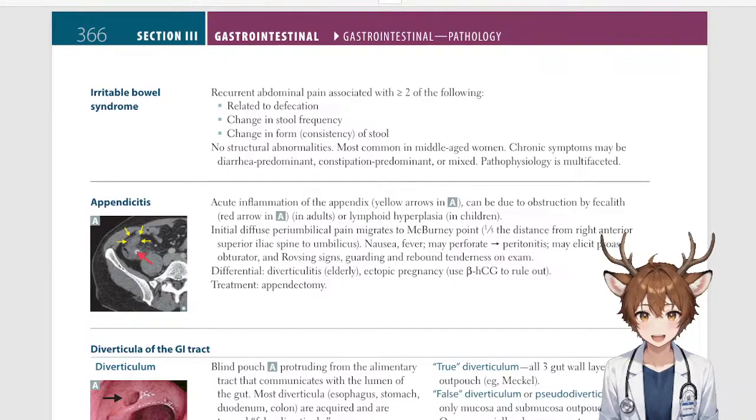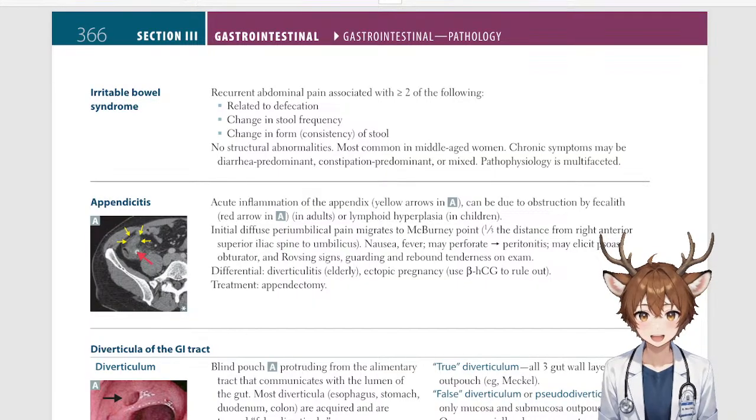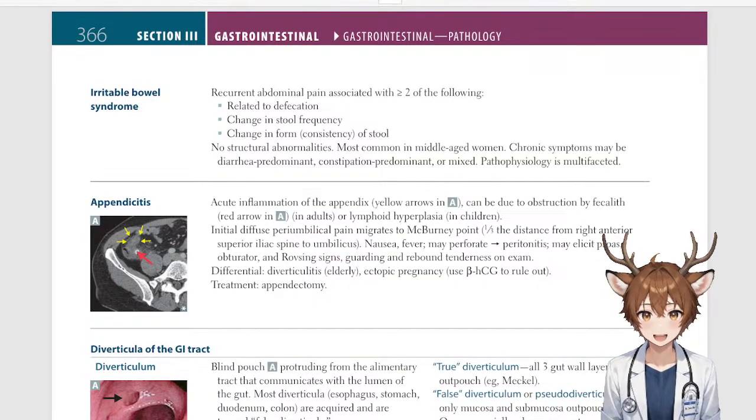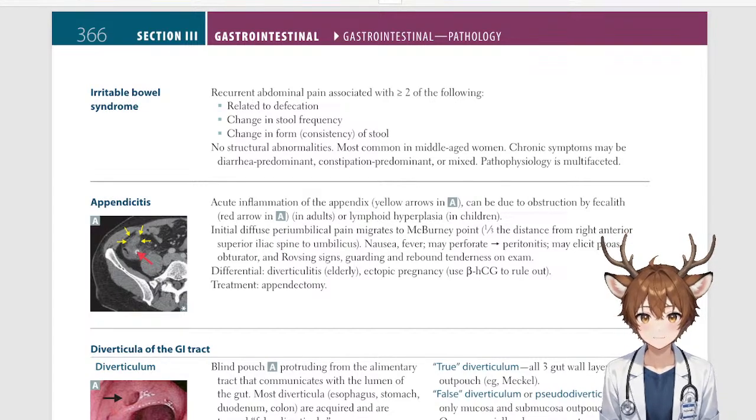Nausea, fever, may perforate, leading to peritonitis. Now, you don't necessarily want to press hard on that area if they actually have appendicitis. You have to be wary of that, but that's where you would feel pain, typically. May elicit psoas, obturator, and Rovsing signs. It says here, severe right lower quadrant pain with palpation of the left lower quadrant.